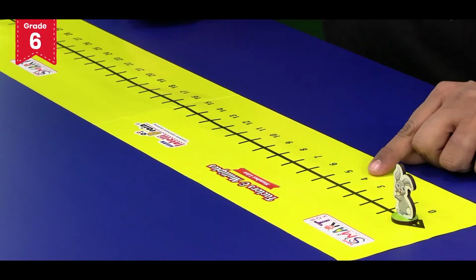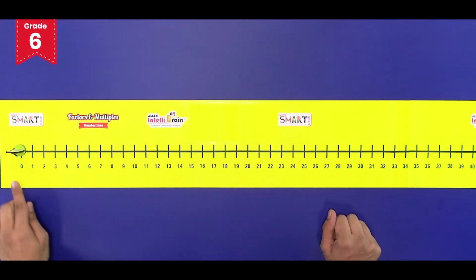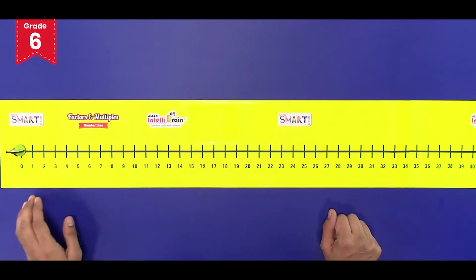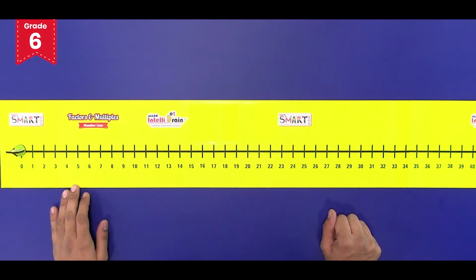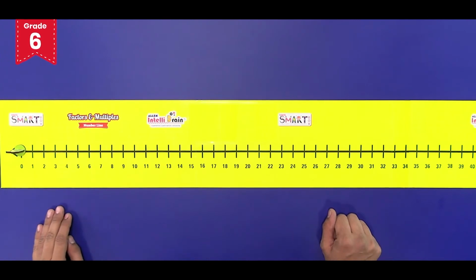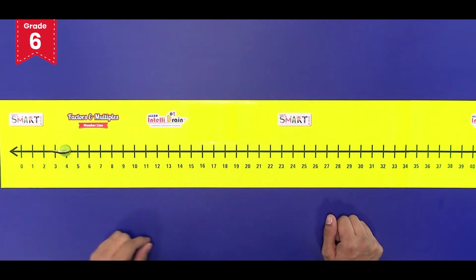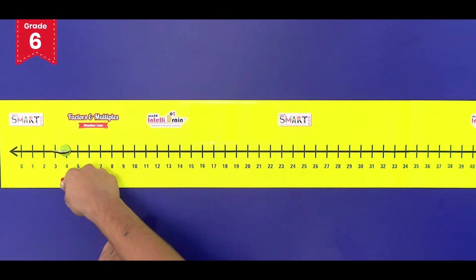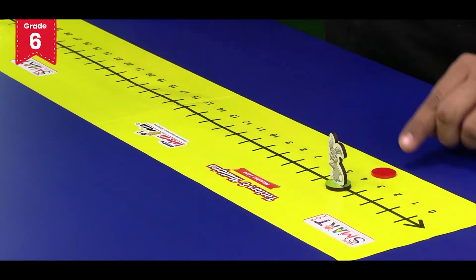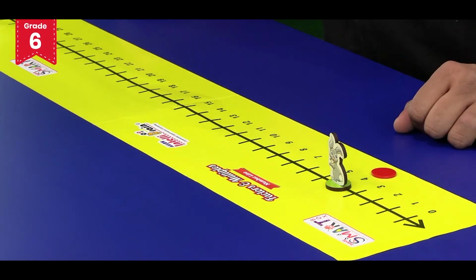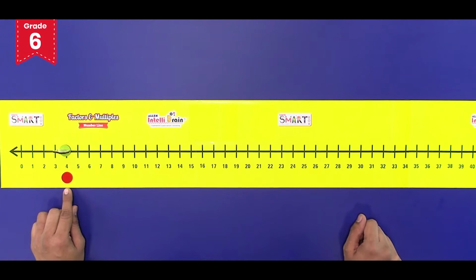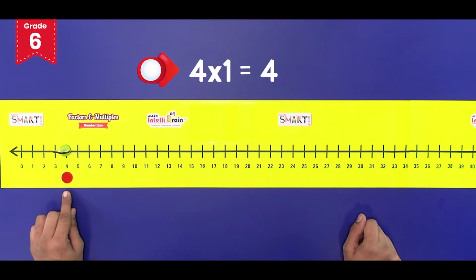Let's try it with the number 4. Starting from 0, make the bunny move on the number line chart by taking leaps of 4 numbers at a time. The bunny first jumps and lands at 4, and we place a red token beneath the number 4. This means that 4 is the first multiple of the number 4, and 4 multiplied by 1 is equal to 4. Now we again make the bunny take a leap of 4 numbers.